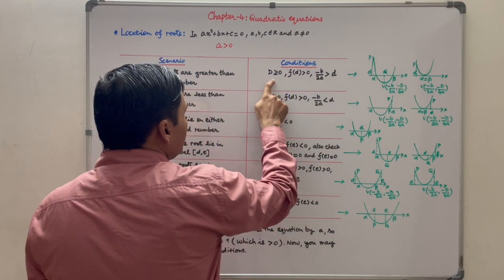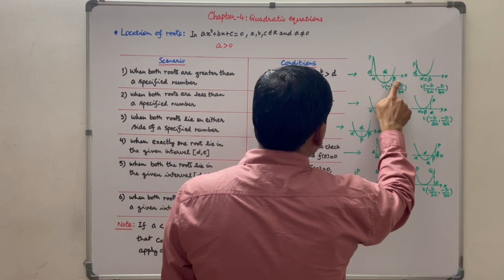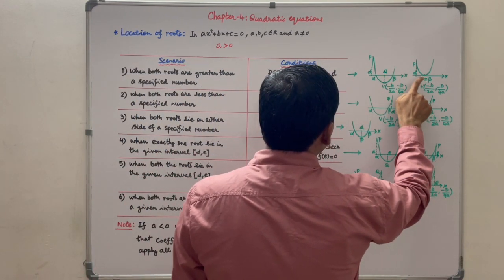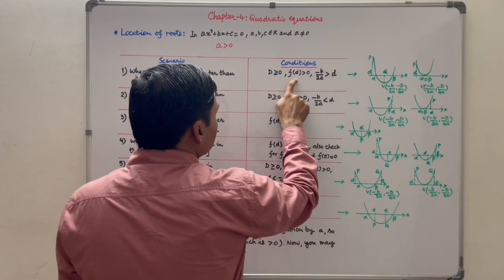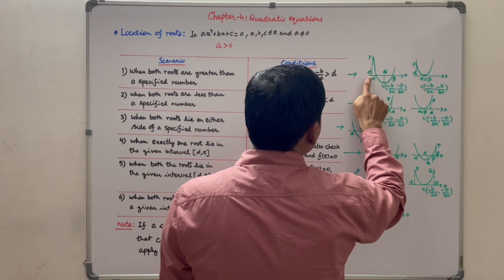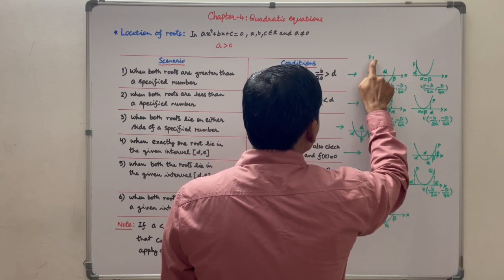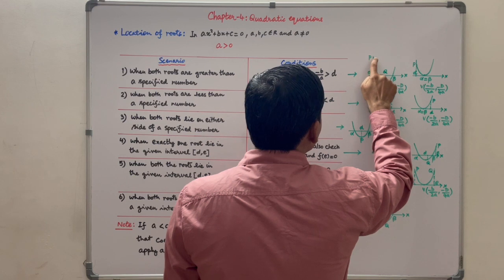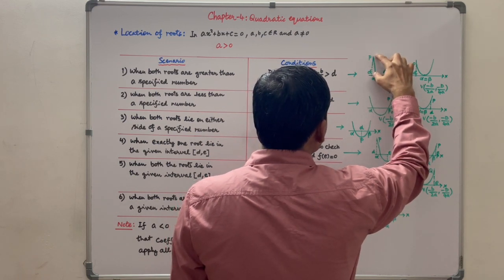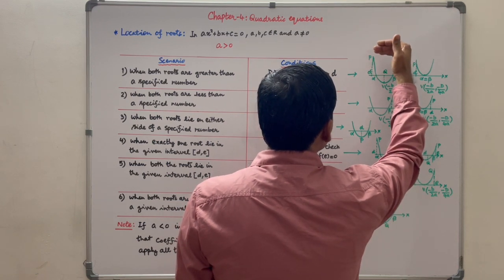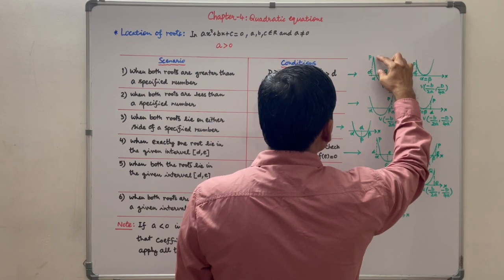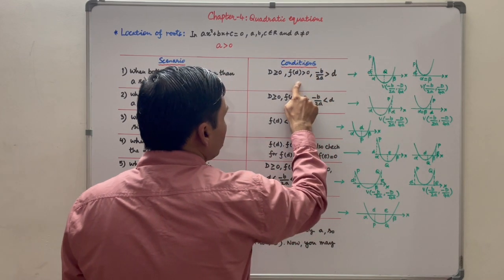D is greater than 0 means roots are real and distinct. D is equal to 0 means roots are real and coincident. To understand Fd is greater than 0, draw a perpendicular on x-axis passing through d. Suppose this perpendicular line intersects the curve at P. So perpendicular distance from P to x-axis is called Fd. Above the x-axis is considered positive and below the x-axis is considered negative. So in this case, Fd is greater than 0.